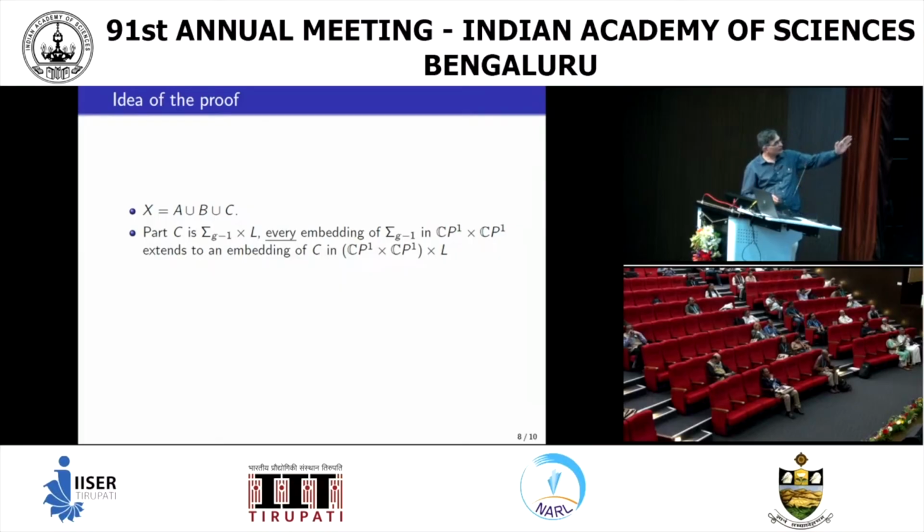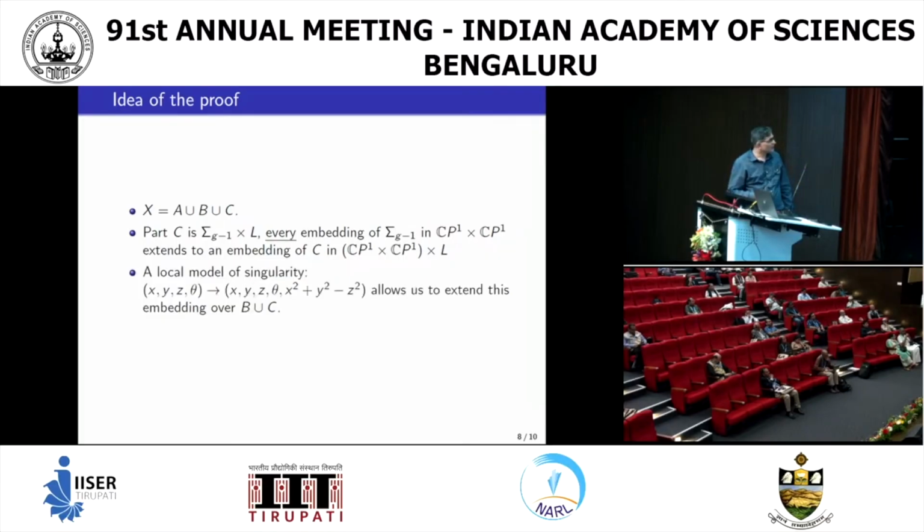And so if you find an embedding of the surface inside CP1 cross CP1, which is very easy to find because every surface that you can think of actually sits inside 3-dimensional space, so it trivially sits inside 4-dimensional space, this guarantees that there is an embedding of part C into the product of 2 spheres times the lower hemisphere.